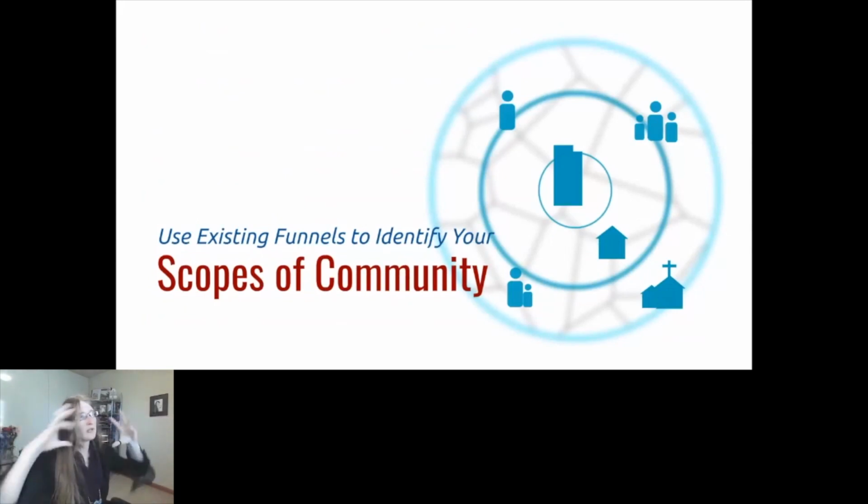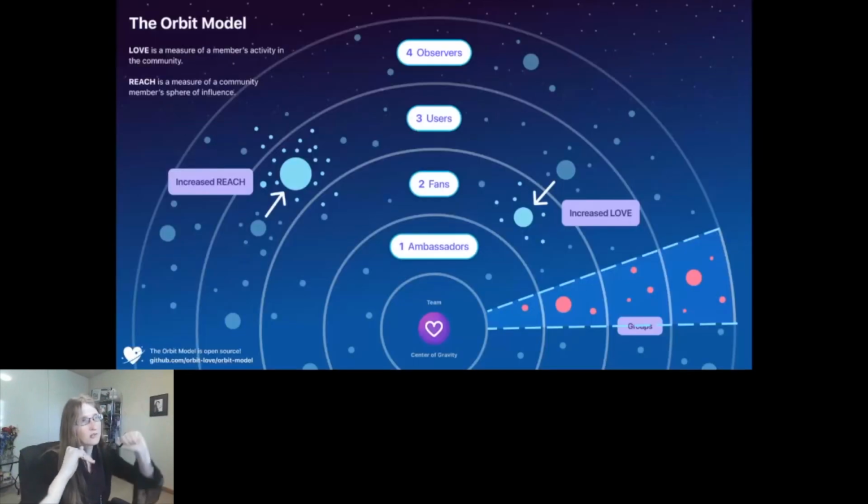Earlier, you saw that we were discussing the orbit model: observers, users, fans, and ambassadors. This is an example of the scopes of community, wherein you have each individual action where people are hanging out, and you'll notice you have a membrane there. From observers, they must cross a membrane to become users. That is where your funnels come into play. Each funnel step is simply them raising a hand and saying, I'm ready to go into the next scope. And then you saying, great, here's an onboarding process for you to take that next step. And then they hang out in the user's scope for a little while.